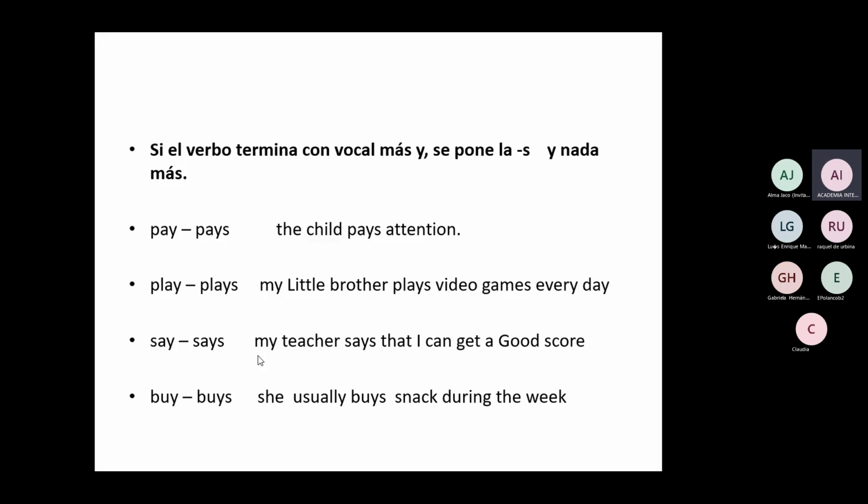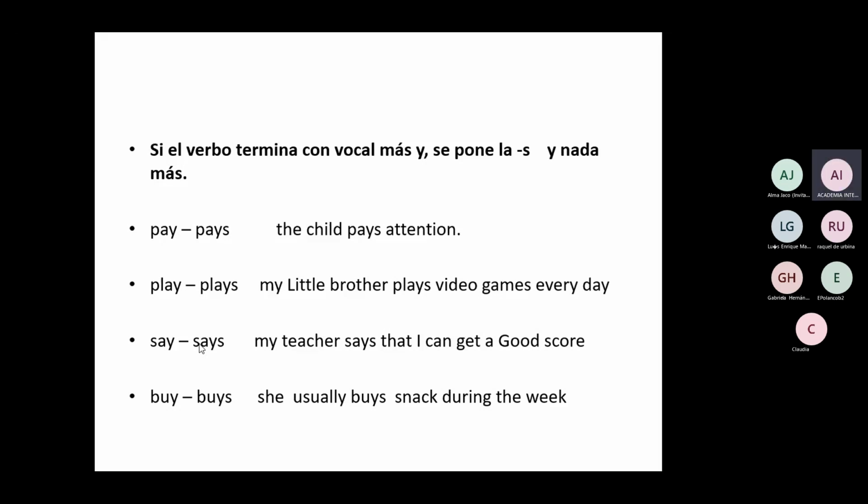Yeah, that's correct. And that's something interesting here because she said says and not says, ¿verdad? Y sí es correcto decir says, es la forma correcta. Como todos estos que están aquí, pays, plays, pero en este se dice says. No lo digo says, sino que says, como dijo Gabriela. My teacher says that I can get a good score. My teacher says that I can get a good score, or that I can get a good score.